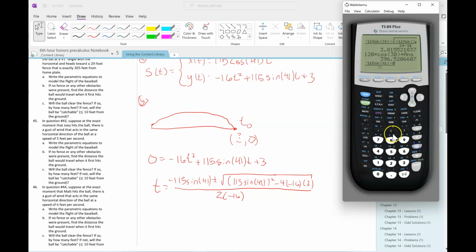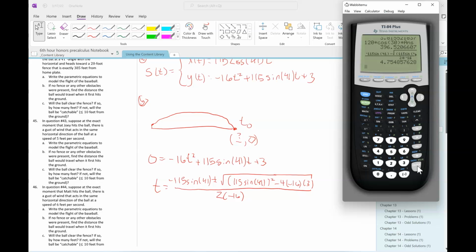I know that I need the minus one, so I'm just going to start with the minus one in the interest of time. And then the 115 sine 41, notice how I put this in parentheses here, because both the 115 and the sine 41 both have to get squared. So I'm going to do the same thing here. So 115 sine 41, and then squared, minus 4 times negative 16 times 3, all over 2 times negative 16.